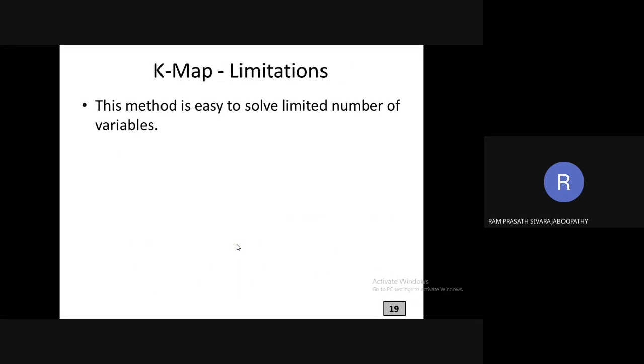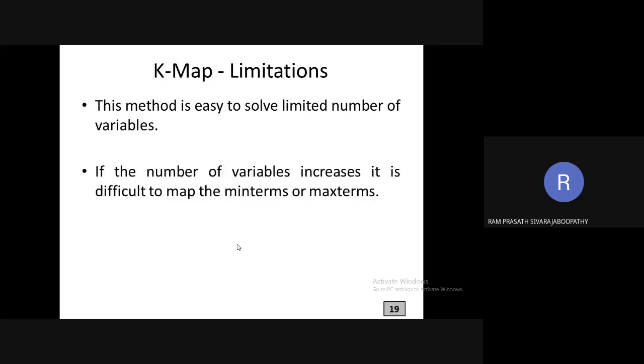Clear? Okay, fine. Then the limitation of K-map. As I already told, this method is easy for solving a limited number of variables. What does limited number of variables mean? We saw in the website we just looked at that up to 6 variables we can go. Beyond that we may not use K-map. For that we have to go with the Quine-McCluskey method. We saw that, right? So that method we can prefer. If the number of variables increases, it is difficult to map the min terms or max terms. So that is the limitation of K-map.